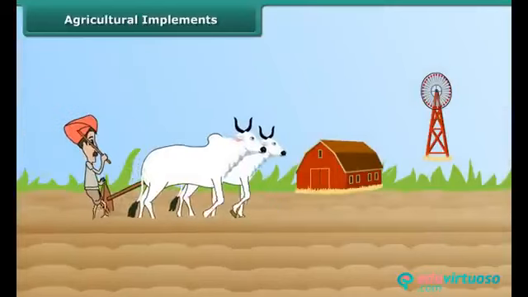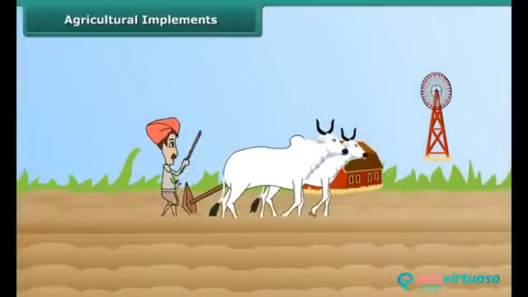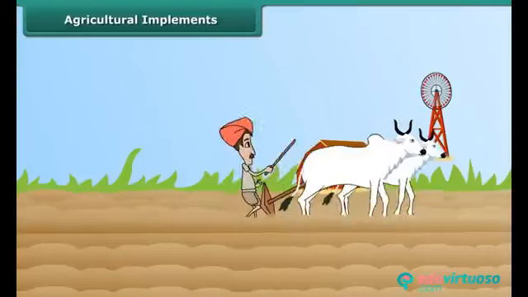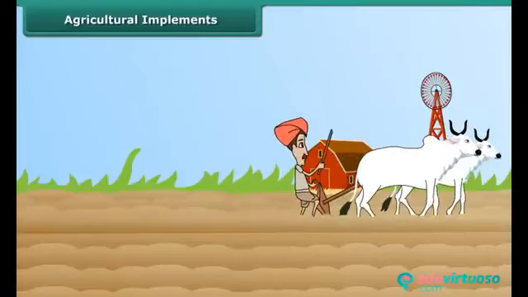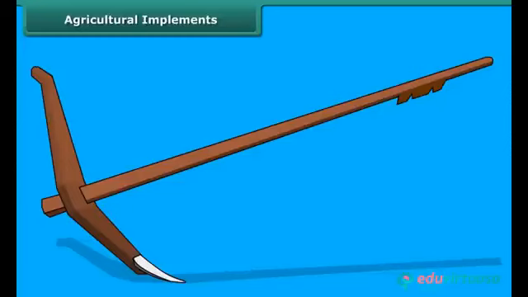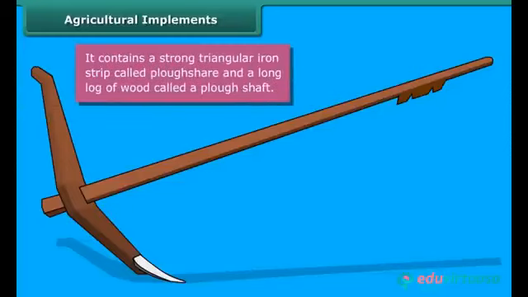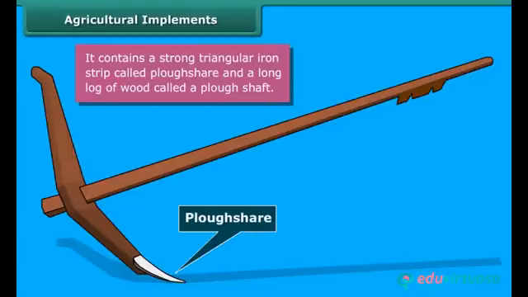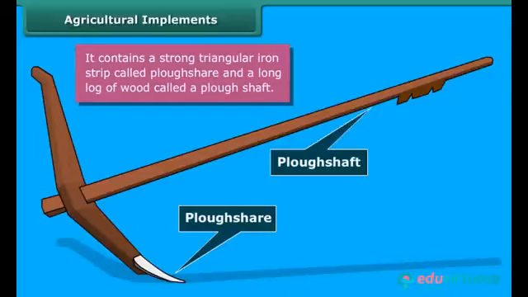Now look at this farmer. He is plowing the field. As we can see, it is made up of wood, so let us see its structure. It contains a strong triangular iron strip called plowshare, and the main part of the plow is a long log of wood called plow shaft.